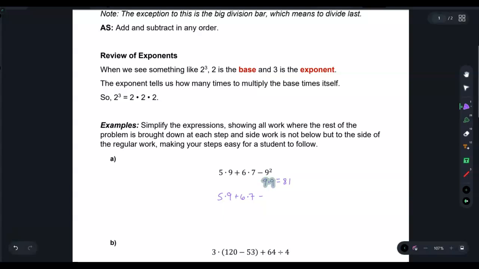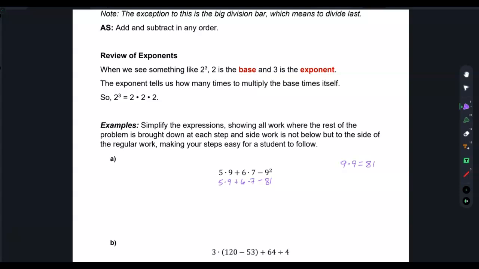So if you decide that you do want to do some work like that and you don't want to have to bring down every step, what I recommend doing is doing it as side work, right? And that means on the side. So if you want to, off to the side, do 9 times 9 is 81, then we can go back to our problem and bring everything down, and the 9 squared is now 81.